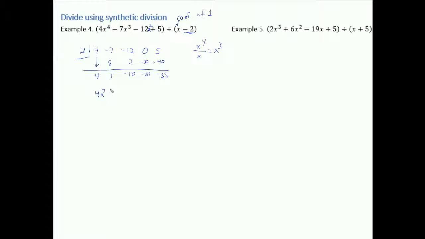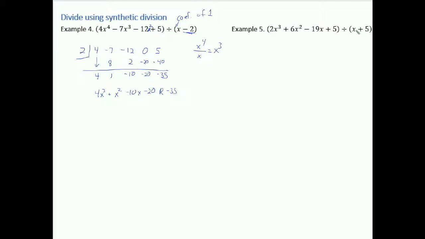So 4x cubed plus 1x squared. We don't really need the 1. Minus 10x minus 20. That got us down to a constant. So what's this -35? Well, that is the remainder. So remainder, -35. And that's synthetic division.